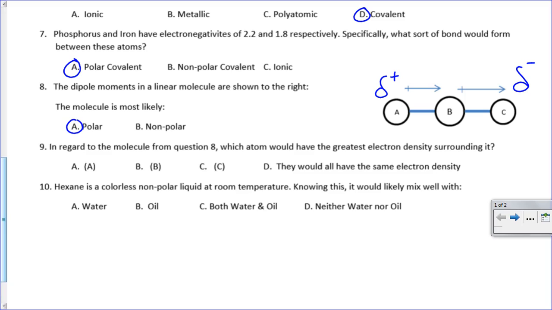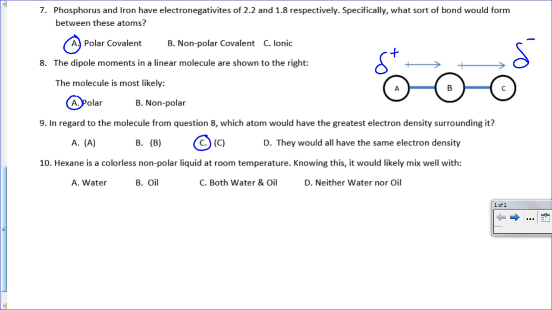All right, so in regard to the same molecule from question 8, where would the greatest electron density be, or what atom would have the greatest electron density? It's C, because that's the direction that the electrons are moving in.